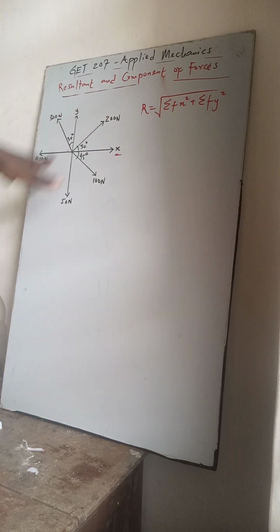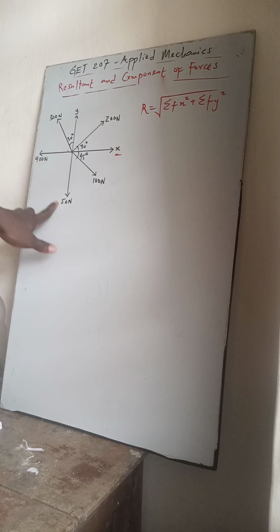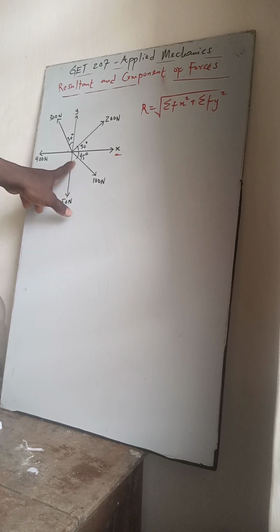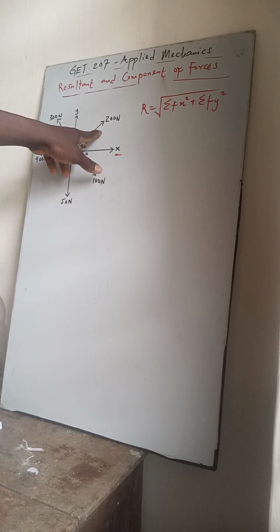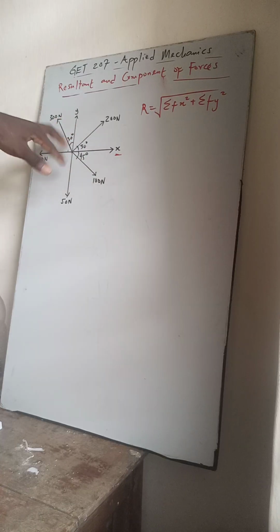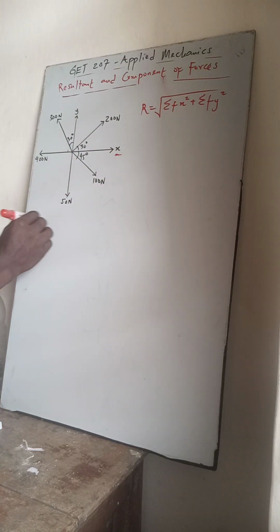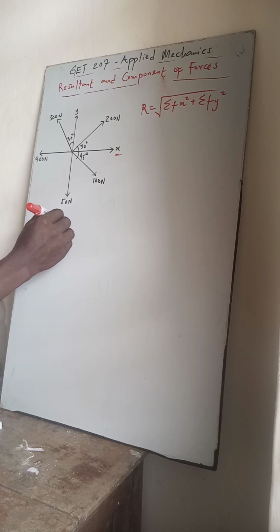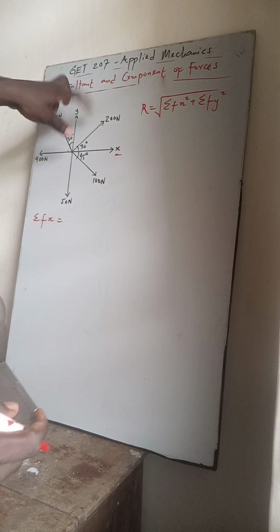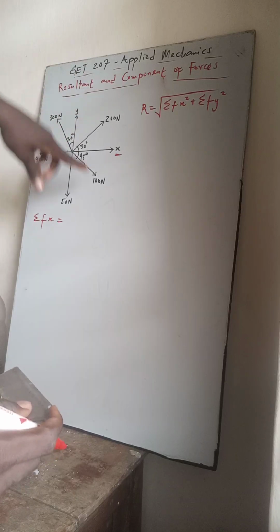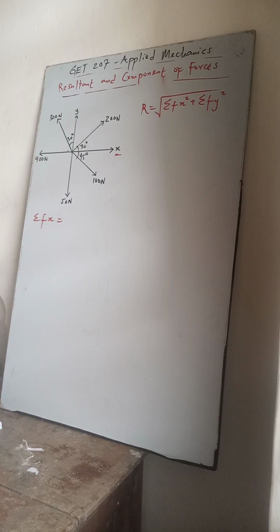So you notice that among these forces, there are some that are straight. This one is on the x-axis, 400 newton. This one is on the y-axis, 50 newton. But we have some that are not on the x and y-axis, so we have to resolve them into components. And how do we do that? So we are resolving each of these slant forces into horizontal and vertical components.